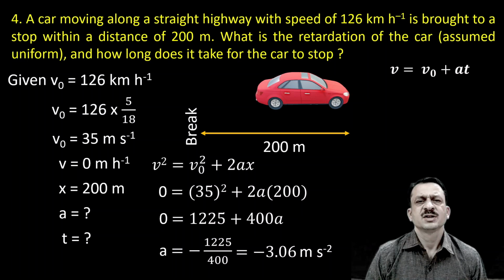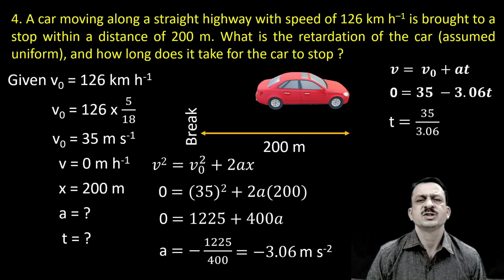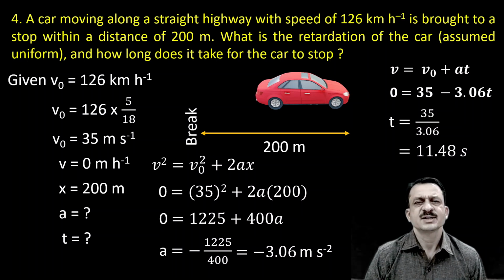Now use the first kinematic equation, v is equal to v naught plus at. Now 0 is equal to 35 minus 3.06 into t. Therefore 3.06 into t is equal to 35, or t is equal to 35 divided by 3.06, and if you work out this one, we will get 11.48 seconds. Now this is the time taken by the car to stop. Like this we will solve the problems.